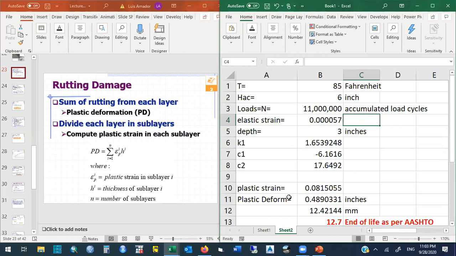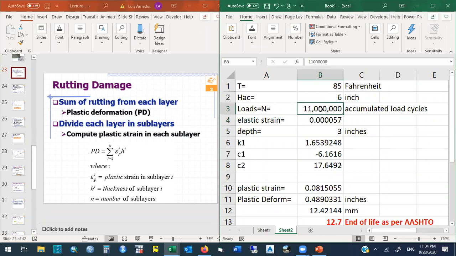Yes, go ahead. Does the time period of applying these load cycles matter at all? No, because this is an instantaneous application of load. The elastic strain is just an instant that the vehicle with the amount of load passed by that specific point of the pavement. But with time, it becomes permanent damage. It accumulates with time. But in our calculations, we didn't apply any factor related to time.